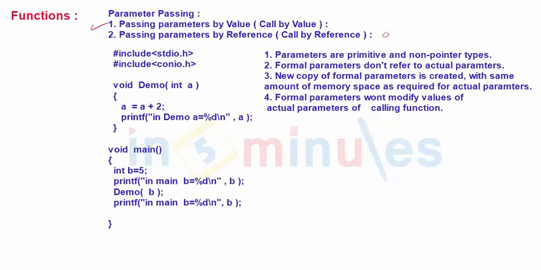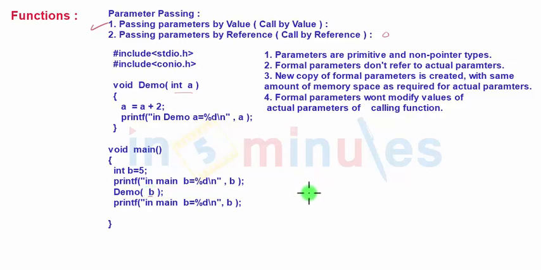Now in this example we can see there is a function demo with int as a parameter, so it's a primitive type. So you can see the first point over here. Even while calling a function, we are passing b as a parameter, which is again a primitive type. You can see the third point over here. The amount of memory required for b is 2 bytes. The same amount of memory required will be for a, that is 2 bytes. So formal and actual parameters will have the same amount of memory space required. Now let's go through the program and let's see the output.